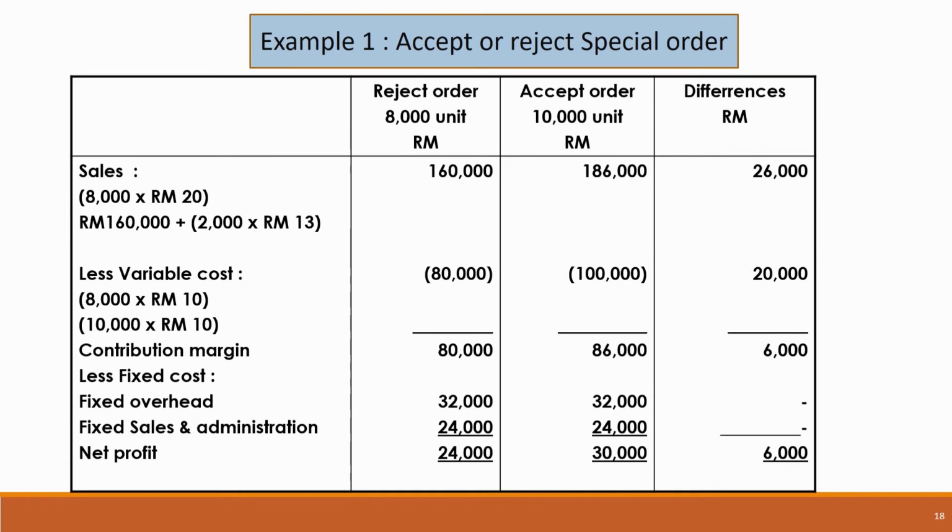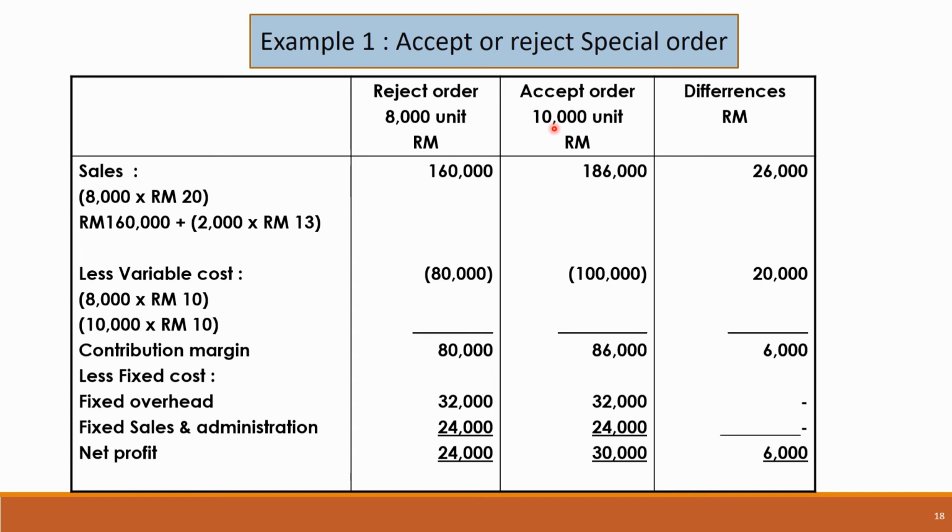Okay, example 1. Accept or reject special order. We have to calculate the net profit for reject order. So this is the original units. And we have to calculate the net profit for accept order, and we have to add 8,000 plus 2,000. The 2,000 represents the idle capacity. That means the company is able to produce 2,000 extra units.